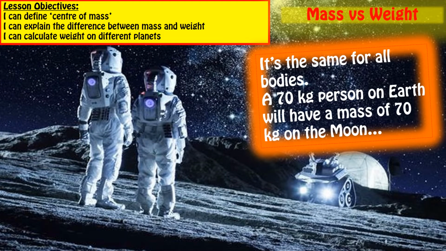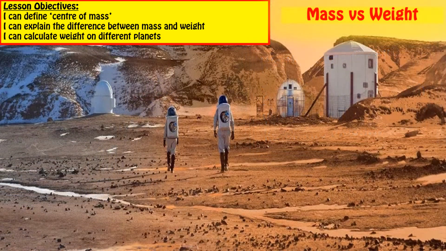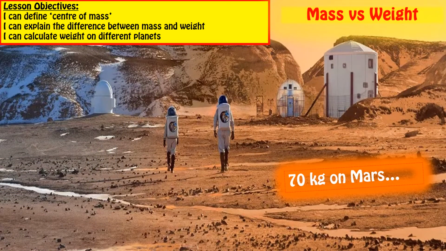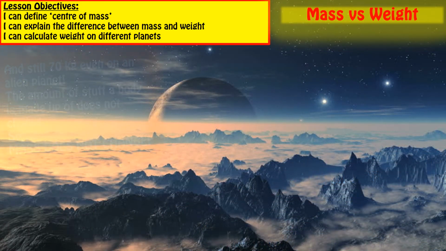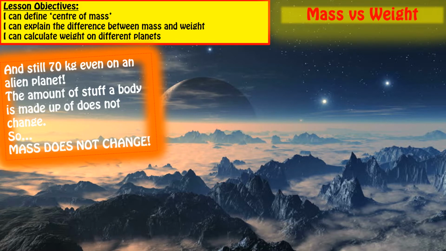And it's the same for you and me and a TV screen and an Xbox and a hairdryer and everything. So if you've got a mass of 70 kilograms on Earth and you go to the moon, you'll still have a mass of 70. If you went to Mars, you would still have a mass of 70 kilograms. And if you went to an alien, weird planet somewhere that we haven't discovered yet, you would still have a mass of 70 kilograms. And that's because the amount of matter inside something hasn't changed.